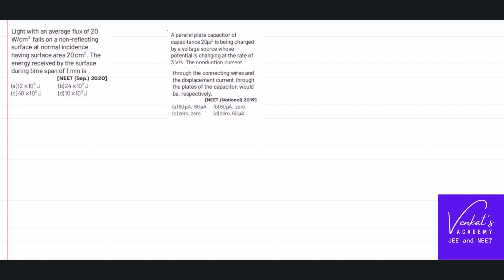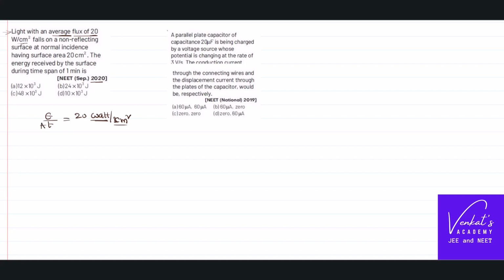This is a NEET 2020 question in electromagnetic waves. It says light with an average flux of 20. Look at the unit that was given for you: 20 watt per centimeter square. What do you mean by watt? Energy per unit time is power, which is measured in watts. Per centimeter square means area.